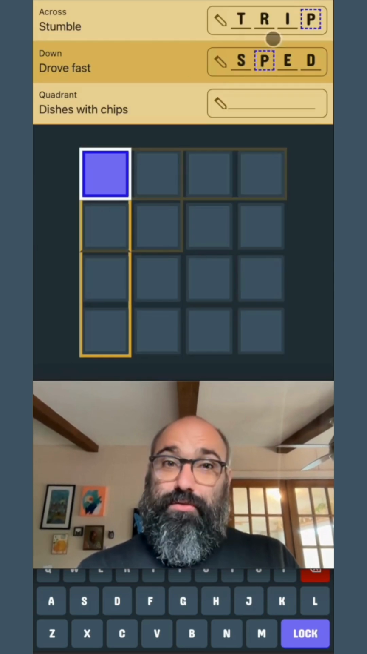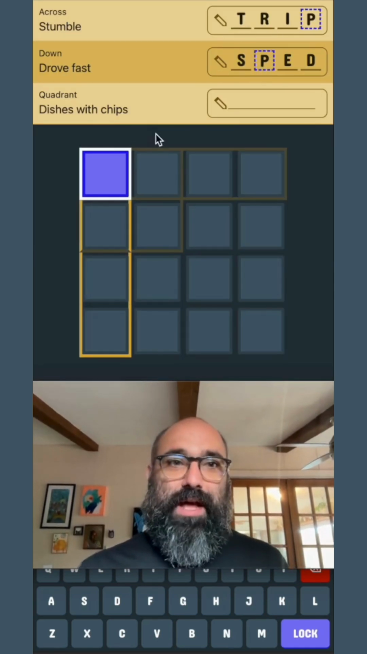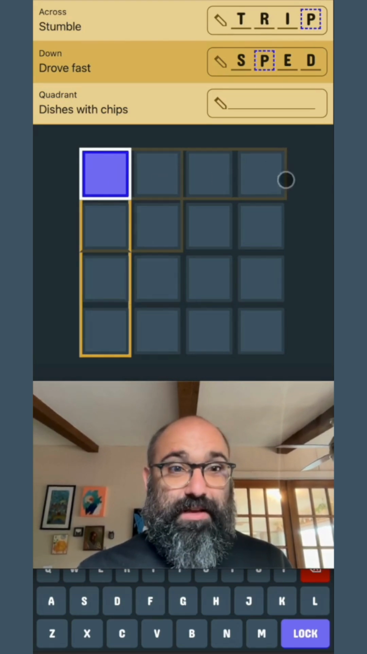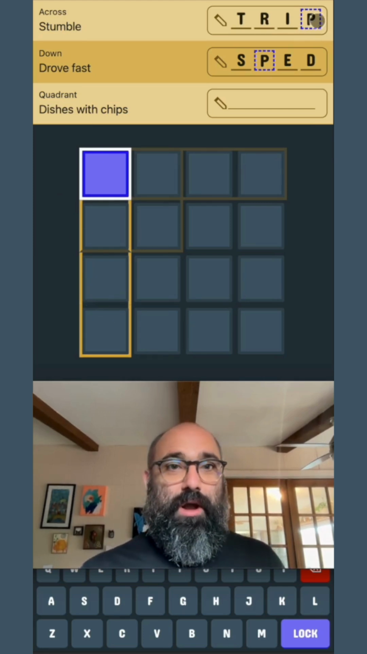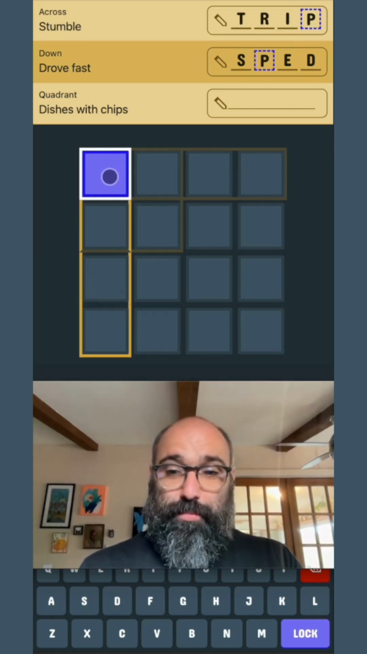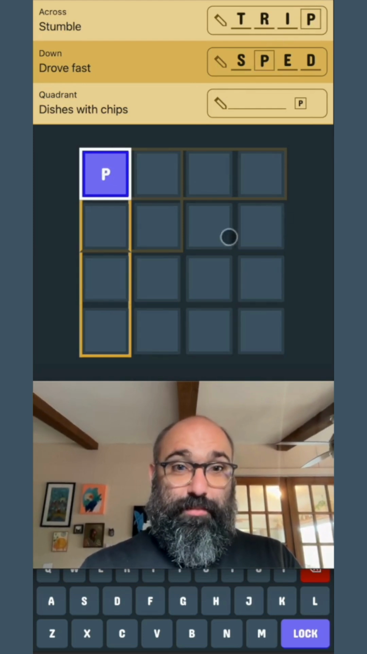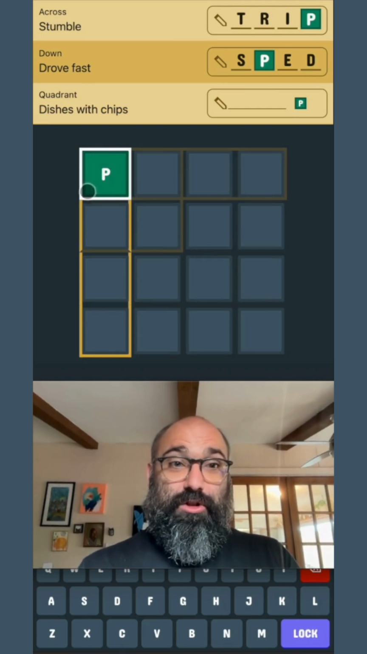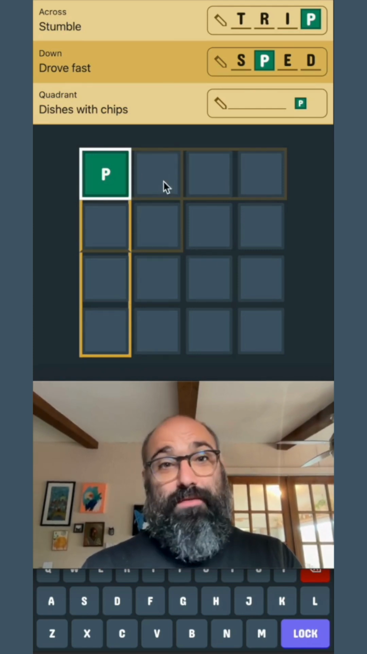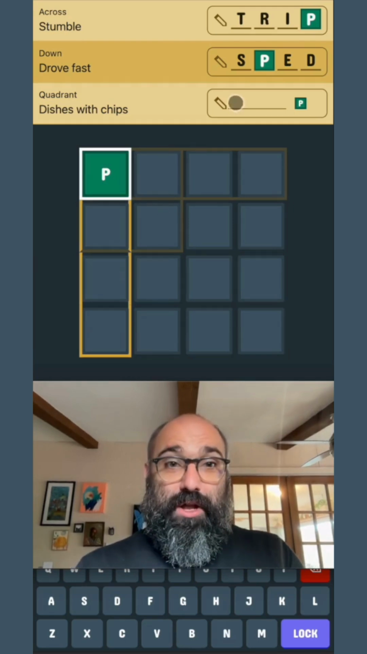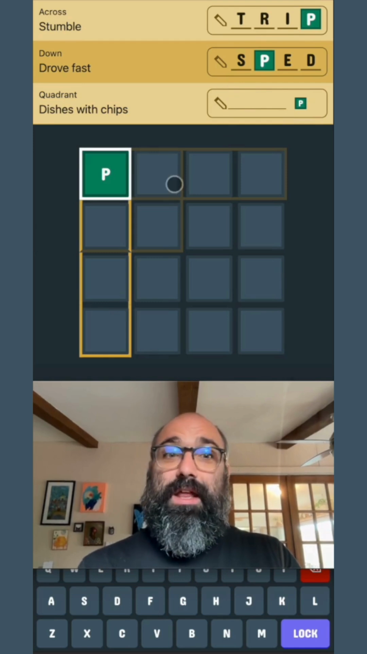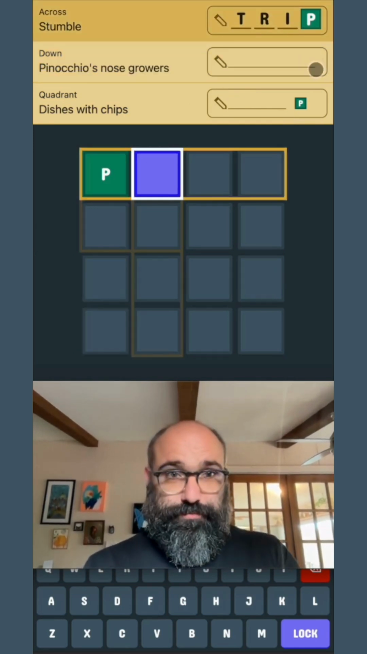Sped. Now, if this was traditional, you'd say T and S don't match up, but because they're mixed in here, TRIP is mixed in here, so it could be in any order, and SPED is mixed in here, and it could be in any order. Because I know both of them, I know a P overlaps here, so I'm going to go ahead and press P, and I'm going to click down here to lock it in. When you lock it in, it'll turn green if you got it right, and it'll turn red if you got it wrong. We can also solve the quadrant clue, although dishes with chips, I'm not quite sure what that is yet. So let's keep moving on here.